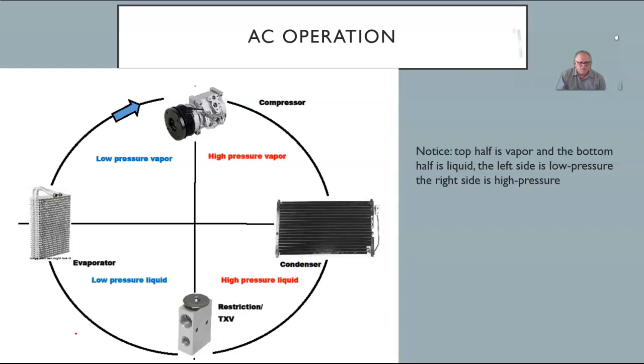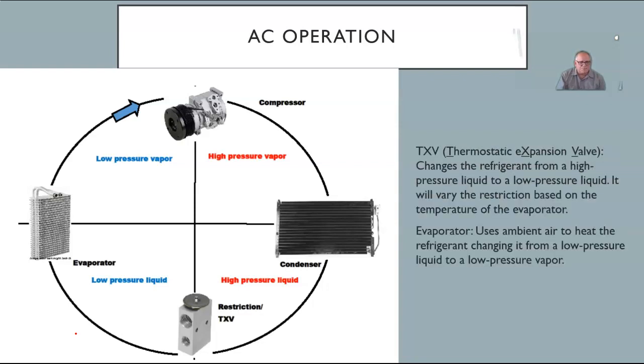So the TXV is a thermostatic expansion valve, and it's going to be the restriction that changes the refrigerant from a high pressure liquid to a low pressure liquid. And it's going to change how large that restriction is based on the temperature of the refrigerant. And again, we'll talk about this in more detail. So that low pressure liquid is then going to go into the evaporator, which, you remember, is under the dash, typically on the passenger side of the vehicle.